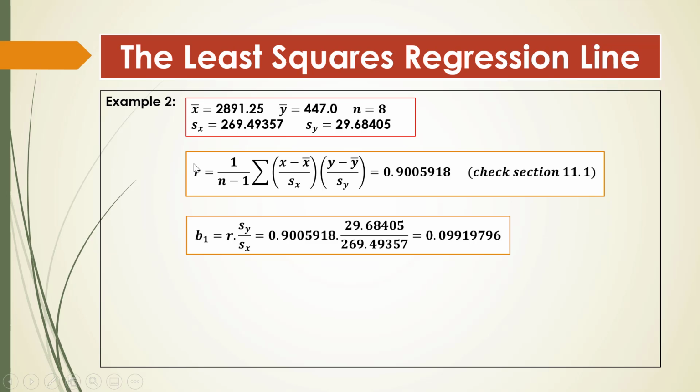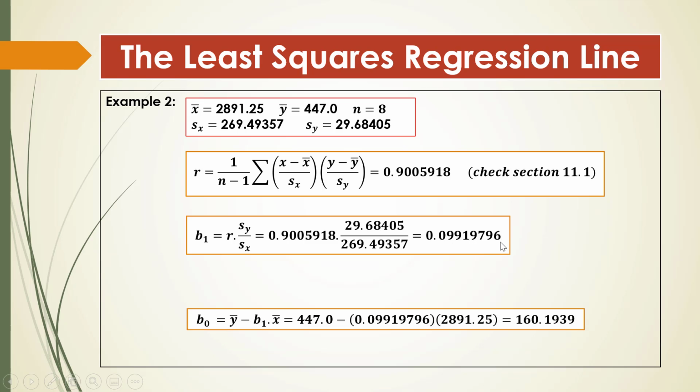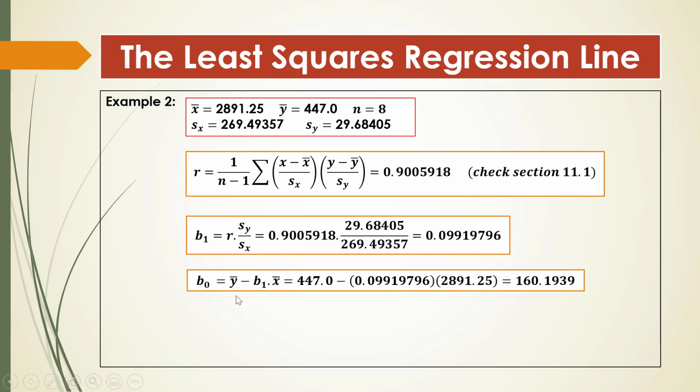We use the correlation coefficient here to find the slope of the linear regression line. B1 is equal to R times SY over SX. R here is 0.9005918. SY is 29.68405, and SX is 269.49357, and the answer is 0.09919796.